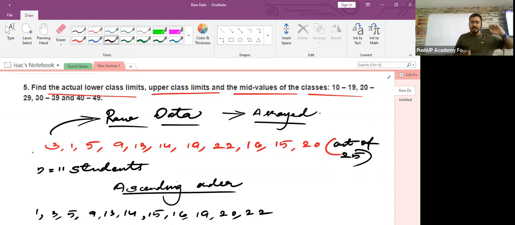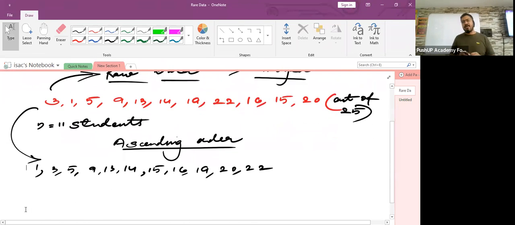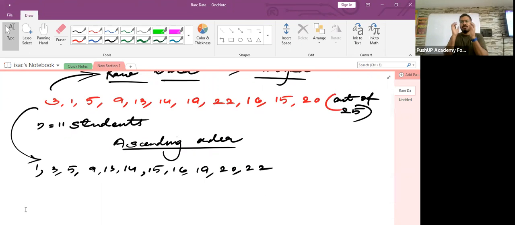And the same numbers, when I arrange it in either ascending order or in descending order, then those data can be called as what? Arrayed data. Are you getting it? On the second page in your textbook, Selena, they have given you the definition of raw and arrayed data. You can just go through it. Whatever they have given, I have just simplified it and taught you. Are you getting it, children?